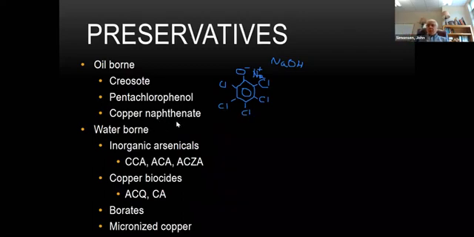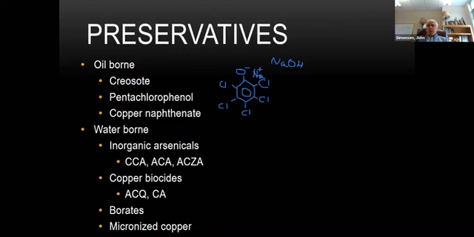Copper naphthenate is a replacement. Again, we got copper, right? This is our favorite wood preserving chemical here, or element. And the naphthenate contributes a little bit, but these are oil-borne and much lower toxicity. Then creosote, we've talked about quite a bit.